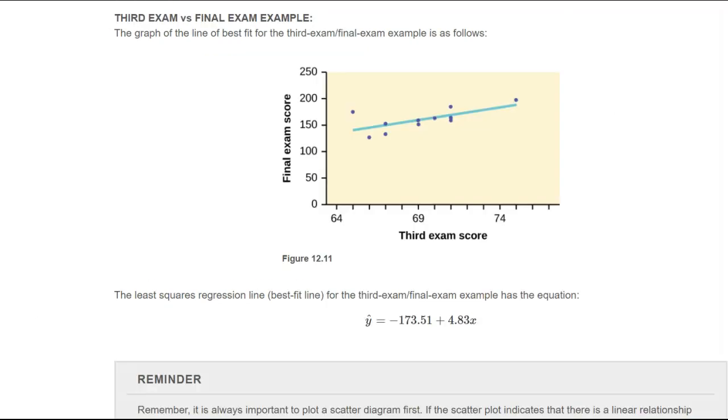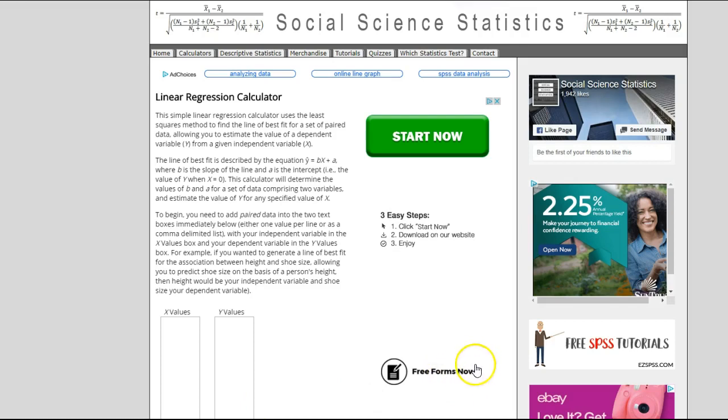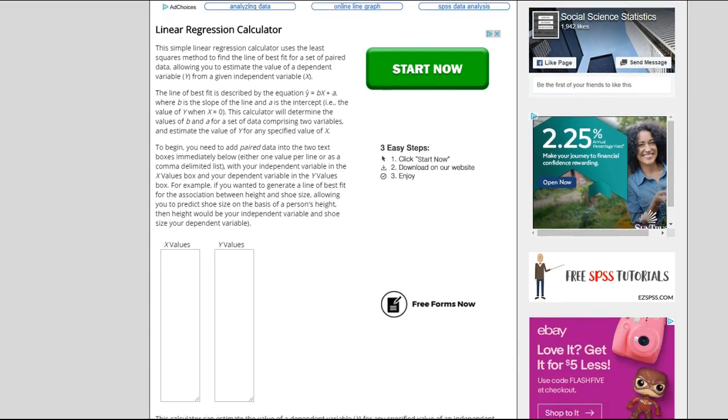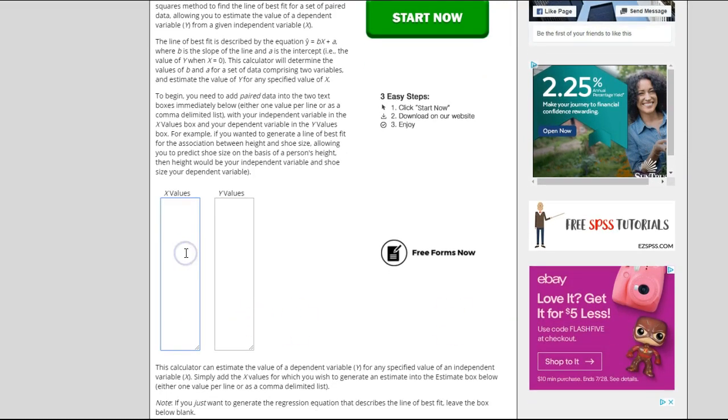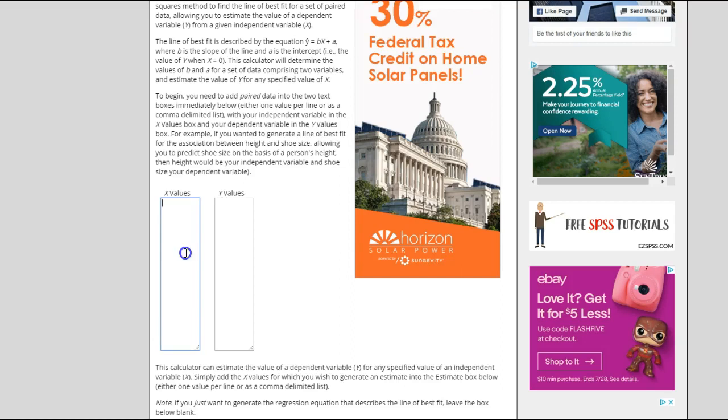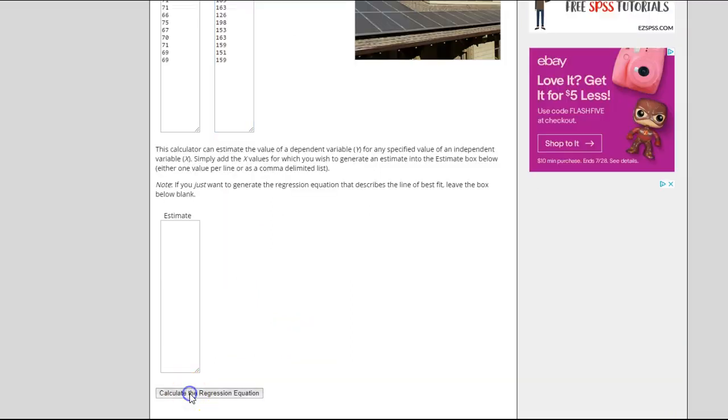Okay, when we have our technology out there, I'm going to show you one. Here's our good old social science statistics website, and they have a linear regression calculator. So how we're going to work this is we're going to put in our x values and our y values. So here are our x values, 50. Let me go back to our exam scores. Here we go, 65, 67, now that we have our data, and we're going to calculate the regression equation.